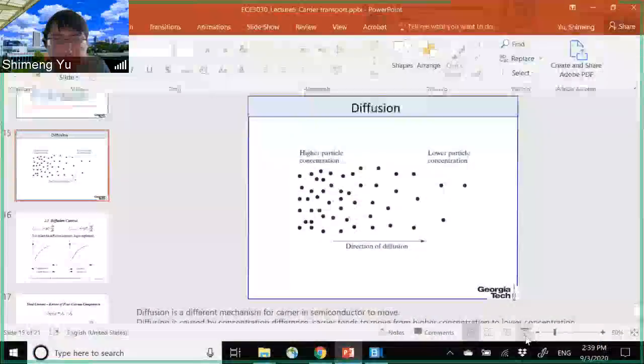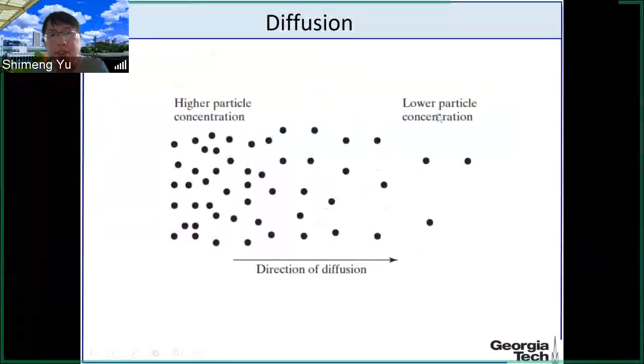Alright, let's move on. So we're going to discuss a different mechanism for the carriers to move in the semiconductor. This is called the diffusion. This is different from the drift. Drift is where we have the electric field, but the diffusion does not depend on the electric field. The diffusion happens when you have different concentration of your carrier.